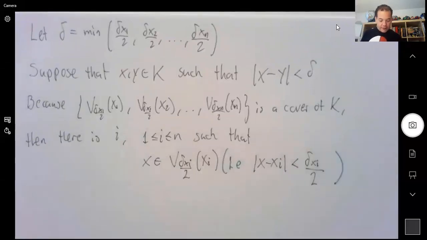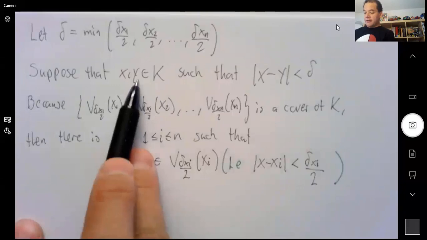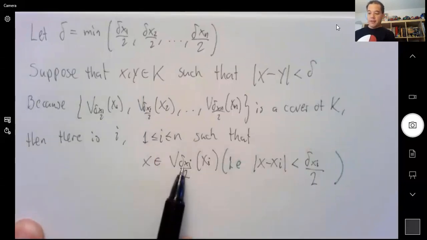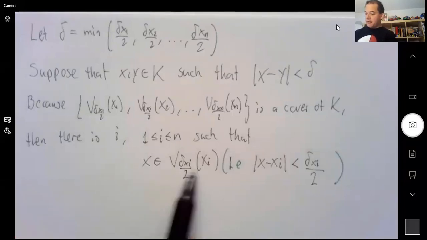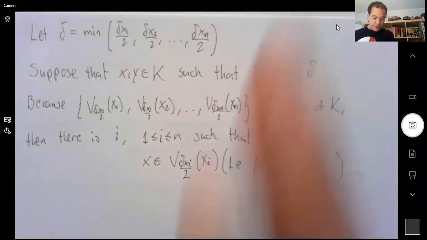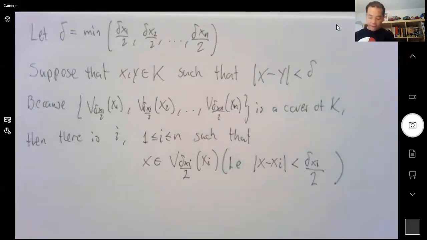Okay, and then here's what I want to do now. My claim is that the other point, Y, is also in this one. Well, actually not in here, but in the one that's twice as big. Here's how we can argue that. It's simply a triangle inequality type of thing.